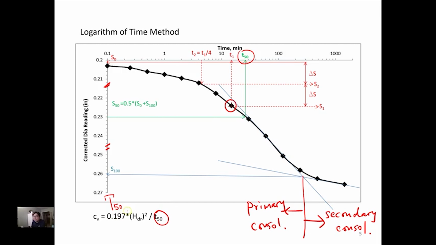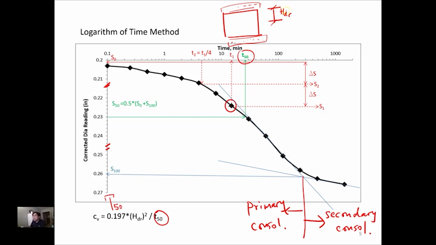And what we need in order to find out the C sub V is the HDR, the drainage path. And drainage path means, when we conduct our consolidation test, since this is a double drainage, because we have the porous stones on top and below our clay specimen right there, the drainage path will be half of the specimen height. So this is our drainage path that we need to find out.